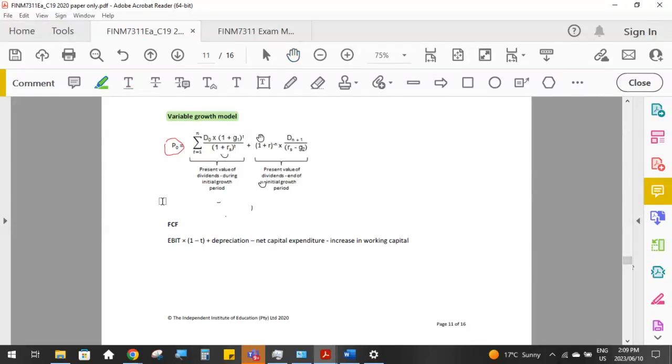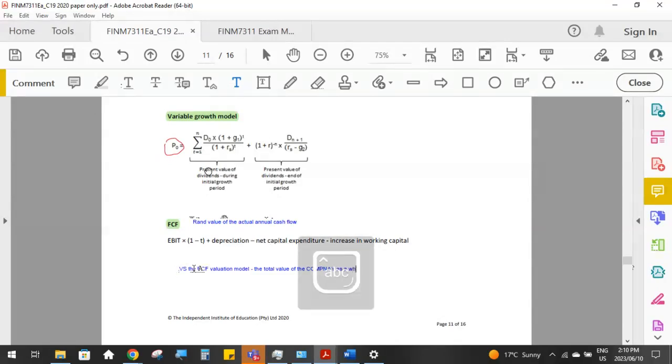Remember, guys, the difference between free cash flow, which is this one over here, where the answer is the rand value of the actual annual cash flow, versus a free cash flow valuation model, which calculates the total value of a company as a whole, both debt and equity. Excuse the spelling there when I'm typing, okay?